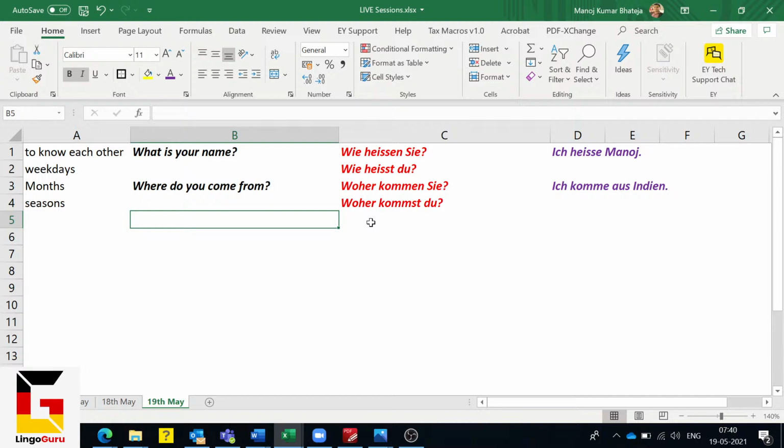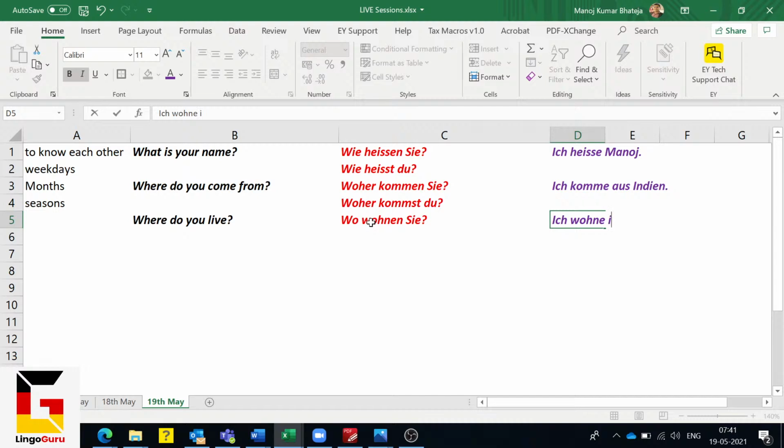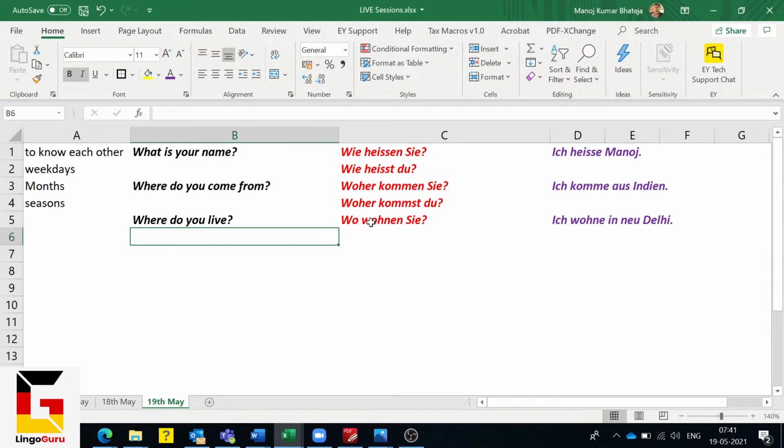So how do I ask where do you live? "Wo wohnen Sie?" That's my question to ask where do you live. And I answer this one with "Ich wohne in Neu-Delhi." You may answer this as "Ich wohne in Tamil Nadu, ich wohne in Hyderabad, ich wohne in Rajasthan, ich wohne in Punjab," and so on and so forth.